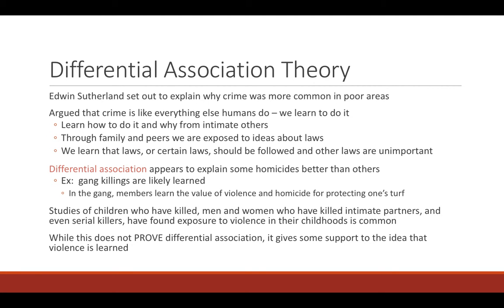Differential association theory is argued by Edwin Sutherland. He never puts this in a journal article. It's written in a textbook. And he wants to explain why crime is more common in poor areas. And he says that basically crime is learned like everything else we do. We learn how to do it and why to do it. And we learn that from people that are close to us.